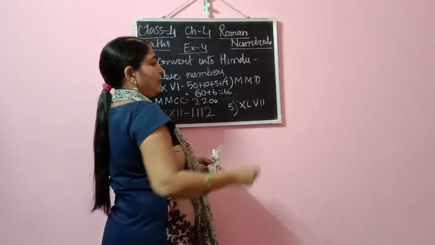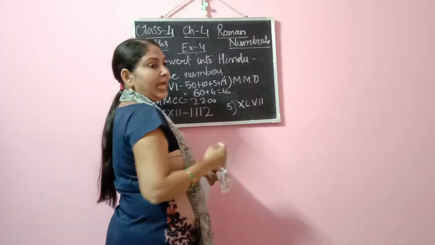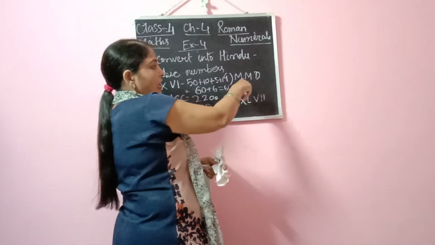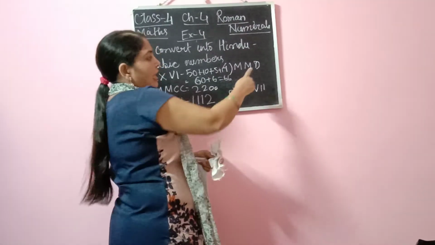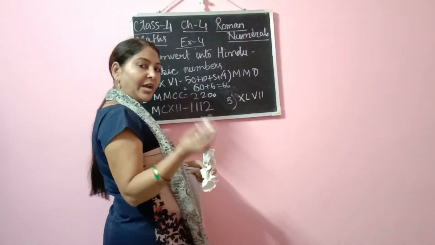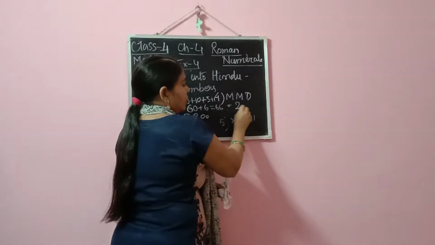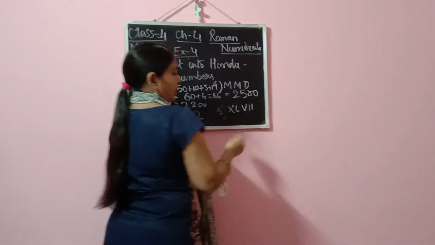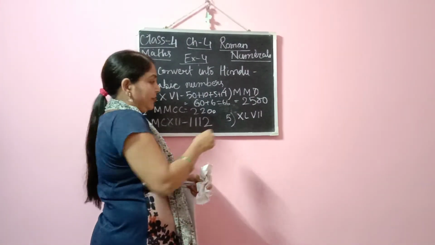Now let's do question number 4. MMD. M means 1000, again 1000, that means 2000. And D, what is the value of D? 500. So we write 2500.